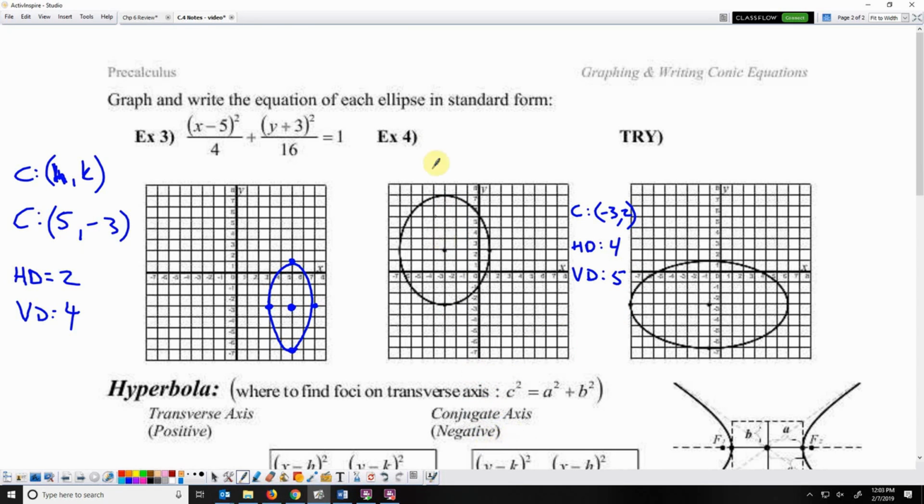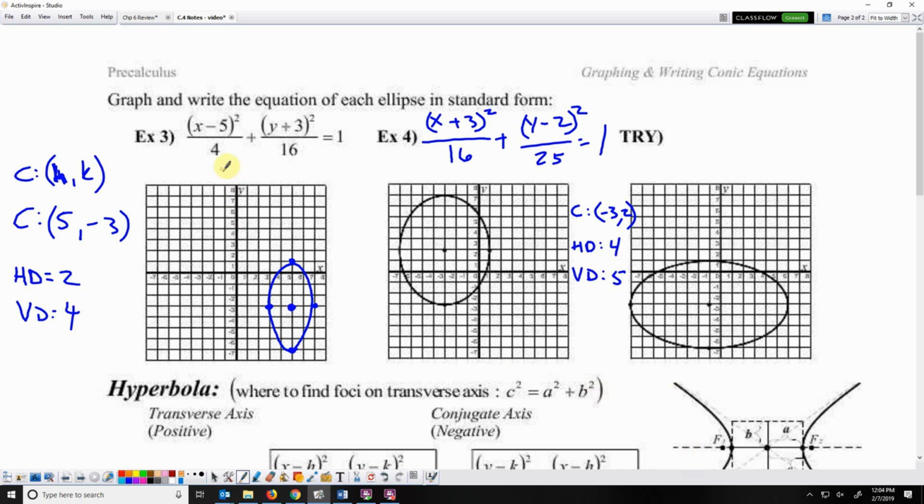So for the horizontal components, we've got x, and then there's a negative 3, so x plus 3 squared over the horizontal dilation squared, 4 squared is 16. And then we have a 2 for the vertical shift. So that would be y minus 2 squared. And the dilation 5 means 5 squared goes here, 25, all equal to 1.